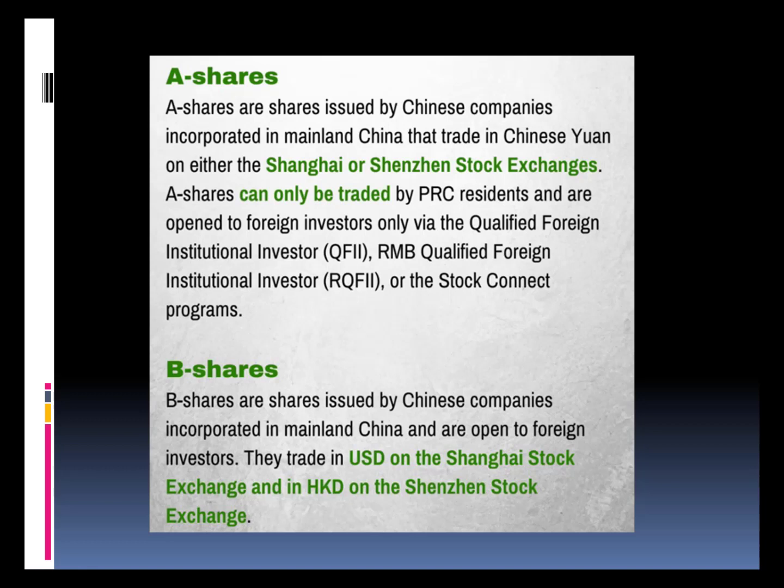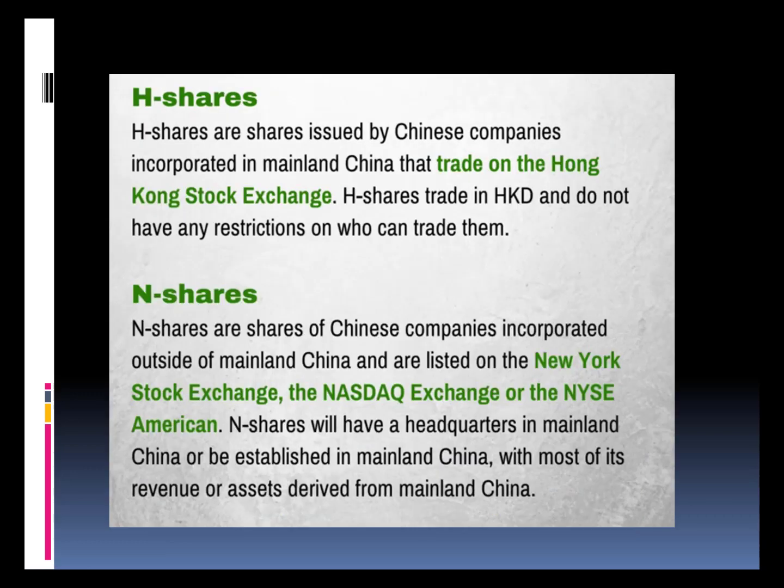B shares. B shares are shares issued by Chinese companies incorporated in mainland China and are open to foreign investors. They trade in USD on the Shanghai Stock Exchange and in HKD on the Shenzhen Stock Exchange. H shares are shares issued by Chinese companies incorporated in mainland China that trade on the Hong Kong Stock Exchange. H shares trade in HKD and do not have any restrictions on who can trade them.